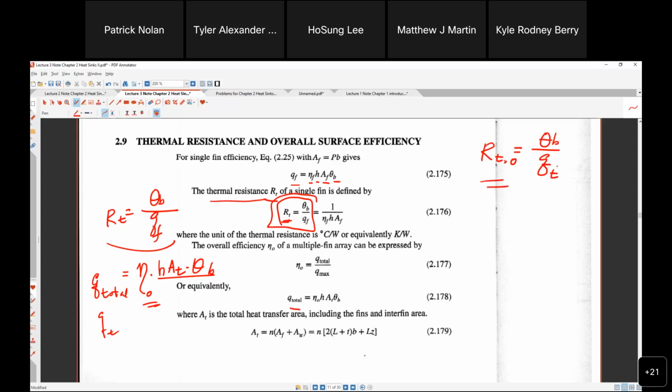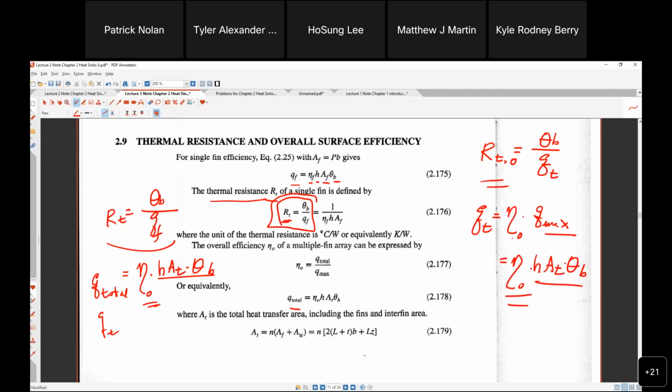You can calculate Q total, which is overall efficiency. We will talk about it later. But anyhow, overall efficiency, not only one heat sink, multiple, times Q max. So overall, the concept is maximum possible h A_T theta_b, all.